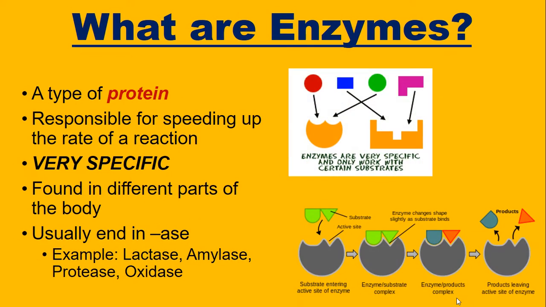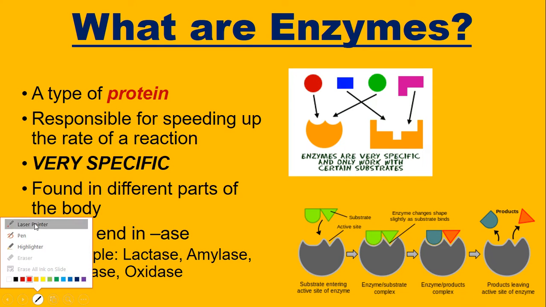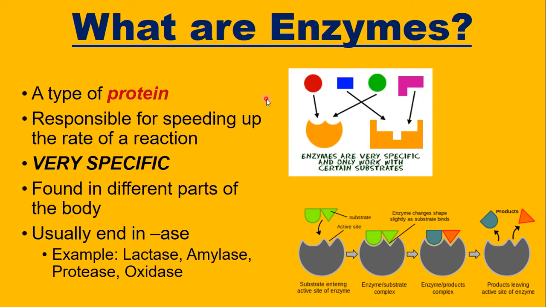So first, let's start off with what are enzymes? All right, let me get my laser pointer. Here we go. Enzymes, one, are a type of protein. I have already done a video that talked about proteins. I'll link it in the description below if you need to go back to it or you've never seen it. So it's a type of protein. It's responsible for speeding up the rate of a reaction. That just basically means it makes reactions happen faster.